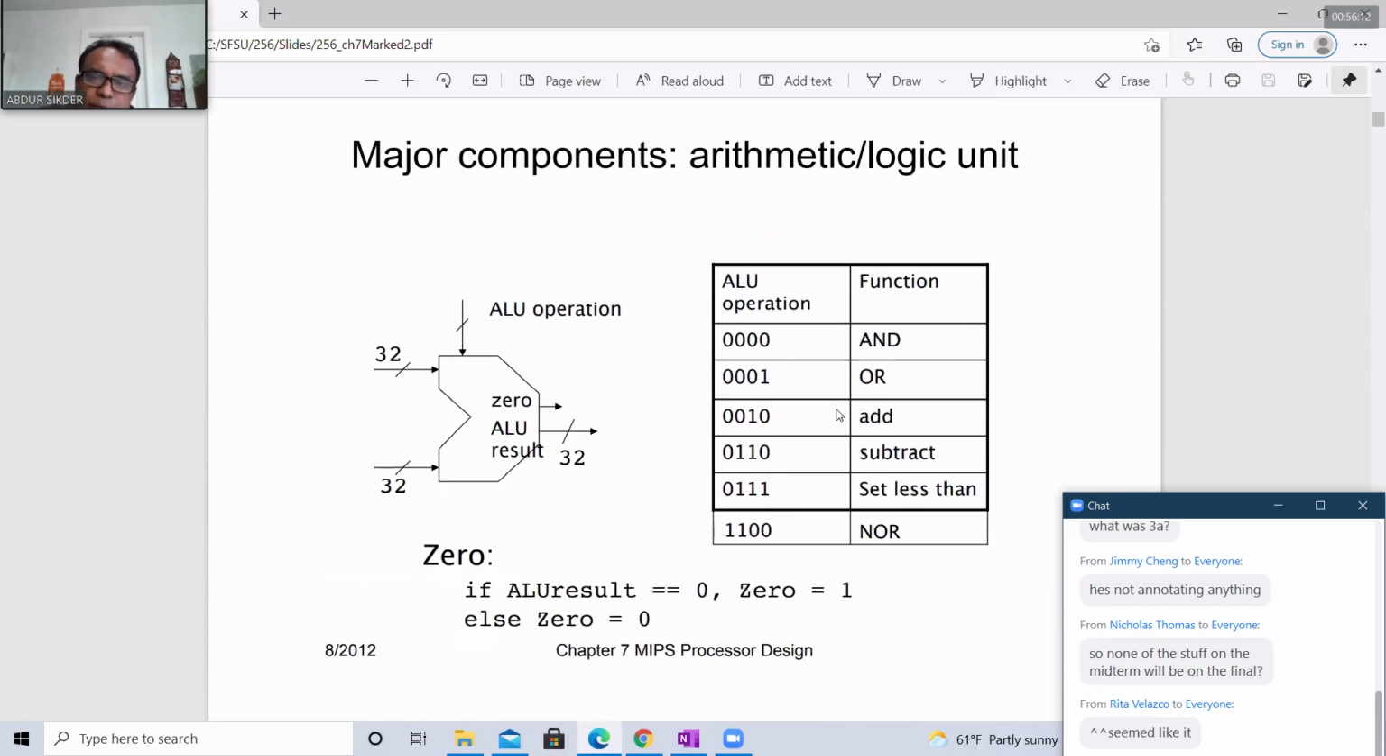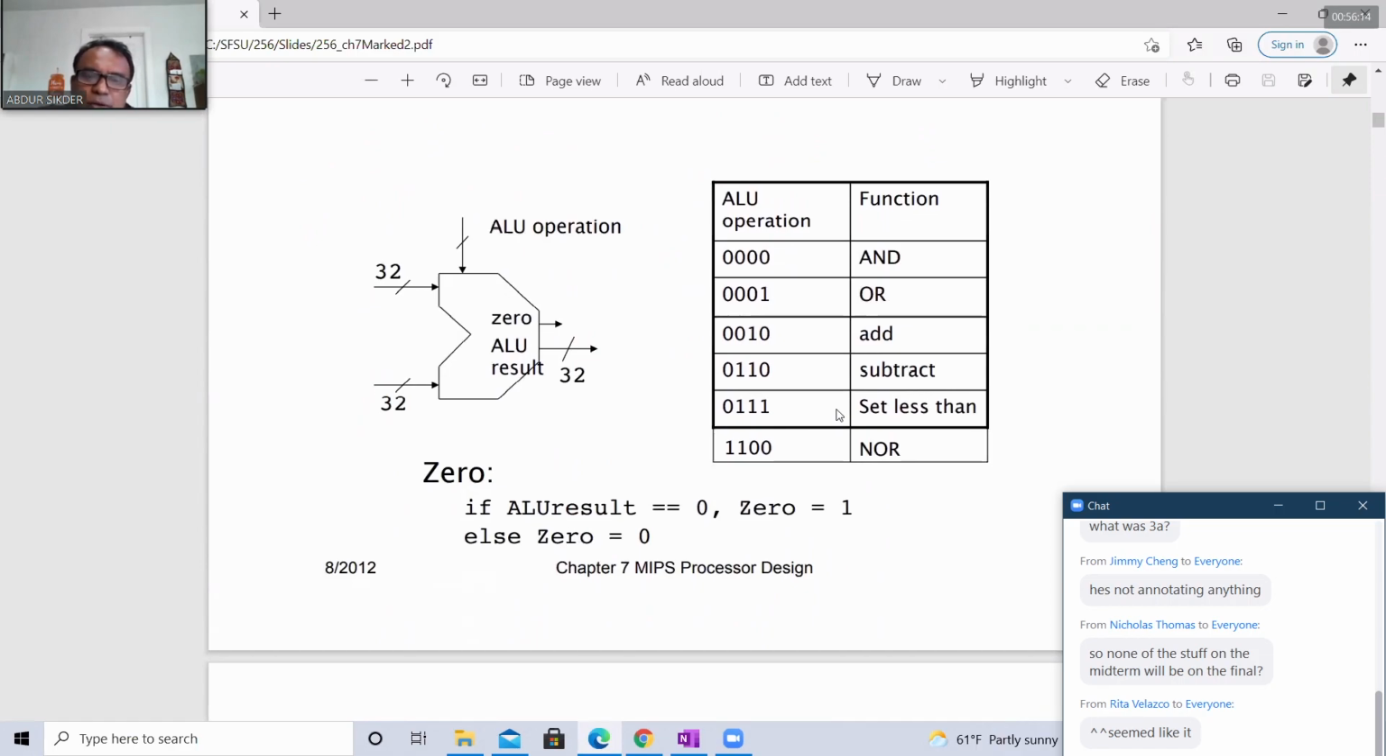Major components in the arithmetic logic unit, ALU. The ALU itself has this kind of operation. You have 0000, this code means AND. 0001 is OR. 0010 and so on. This is not the function code. It is different than the function code. This is only for the ALU. So this code is different than the function code that we have in the 32-bit instruction. This is internal to the ALU.